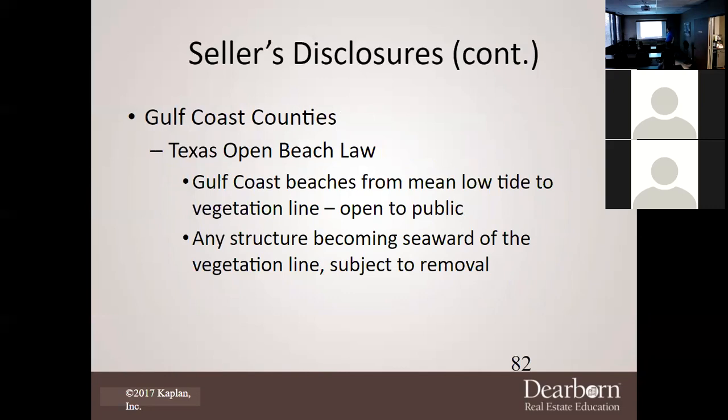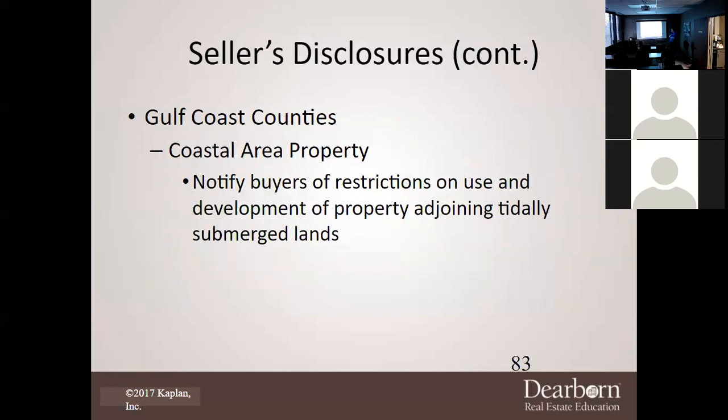The Gulf Coast counties. The Texas Open Beach Law states that the Gulf Coast beaches from mean low tide to the vegetation line are going to be open to the public. Any structure becoming seaward of that vegetation line, guess what? Can be removed. So that means that something moves, it can be subjected to removal. The coastal area property notice notifies the buyers of restrictions on use and development of the property that's adjoining tidally submerged lands.